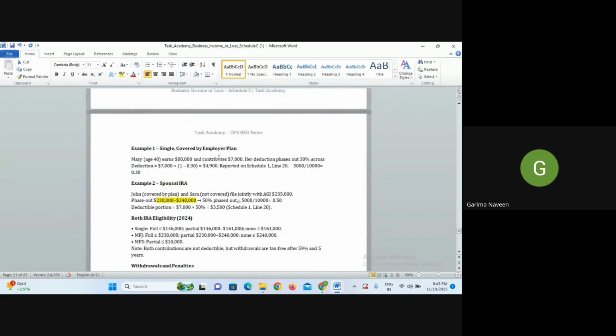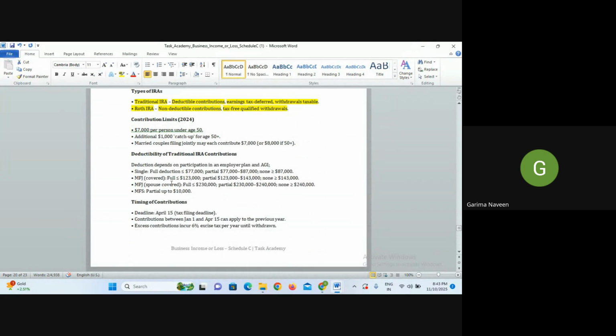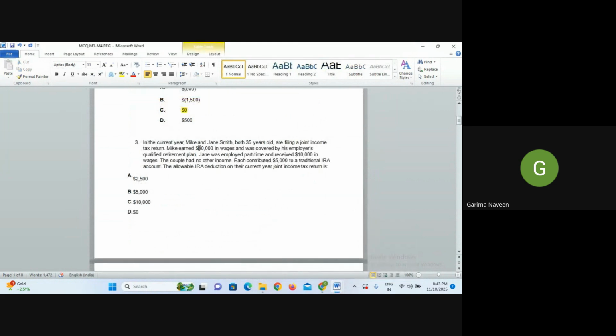So the limit was this: less than 123,000, then no problem, the whole amount is deductible. In the question, their combined income is 40 plus 10, $50,000. So is it more than the limitation or less than? Less than. Yes. So that means they can get the whole deduction for their contribution.